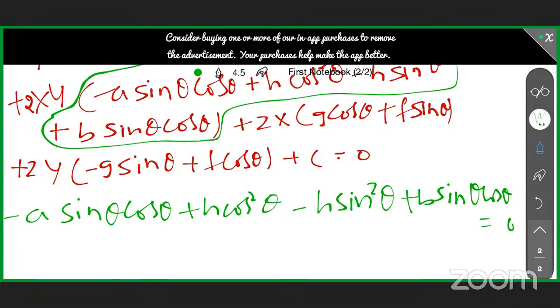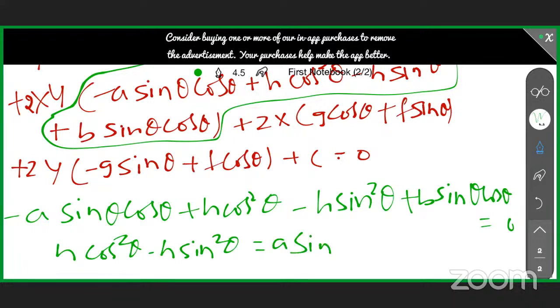So what I will do is keep the h terms together, and send those terms without h to this side. So h terms is here: h cos square theta minus h sin square theta. I send all these things this side, so it becomes plus a sin theta cos theta minus b sin theta cos theta. Correct?